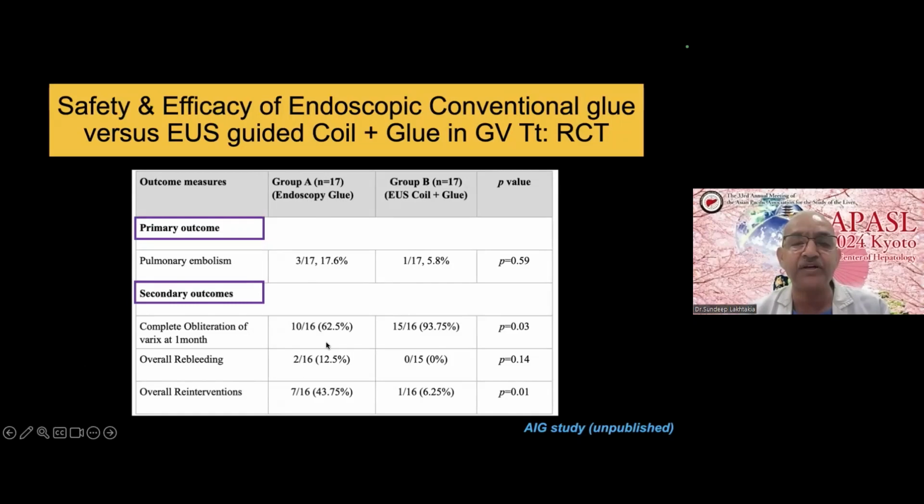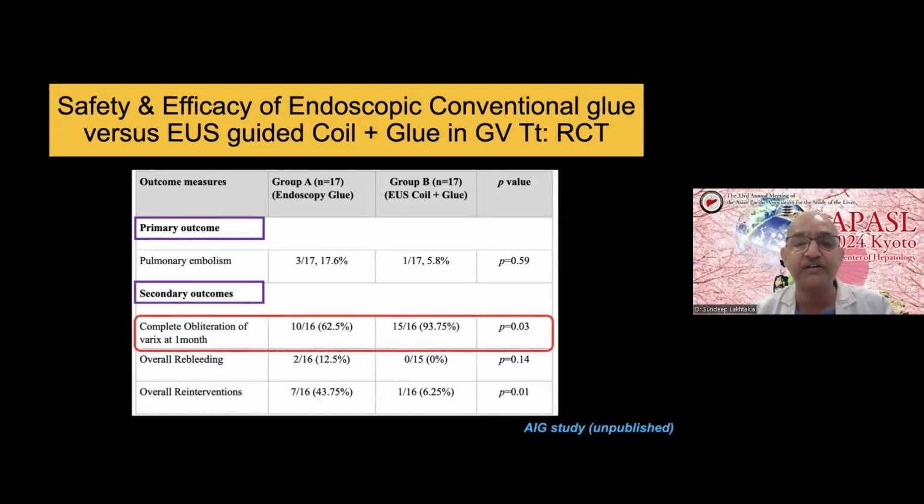The complete obliteration of varix at 1 month was much higher in the coil and glue arm, 93%. The overall rebleeding rate is almost 0 in these patients at 1 month and 3 months. The reintervention rate was also much lower in coil and glue compared to endoscopy. So in our unit, if a patient comes with a fundal varix or gastric varices with bleed, or a large fundal varix which requires primary prophylaxis, now the trend is to go directly with EUS guided interventions.